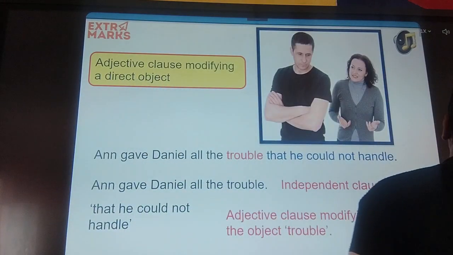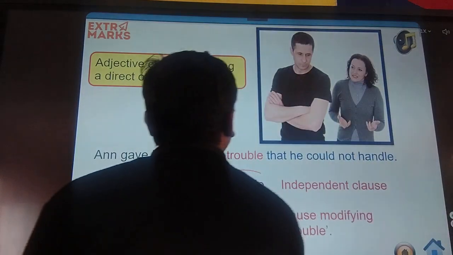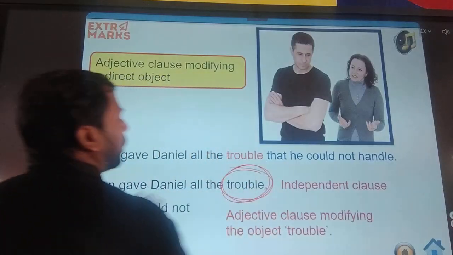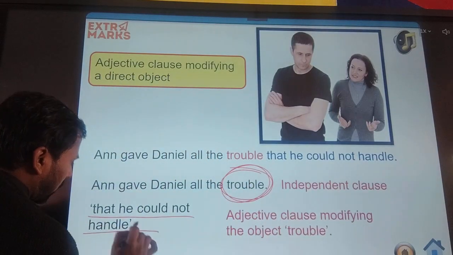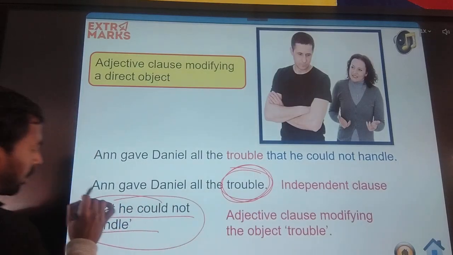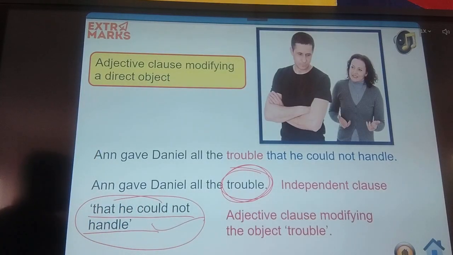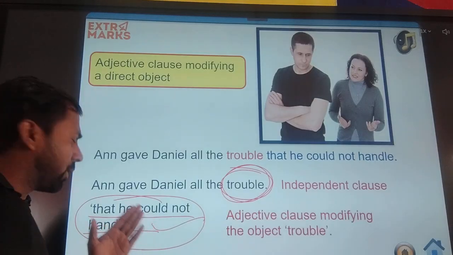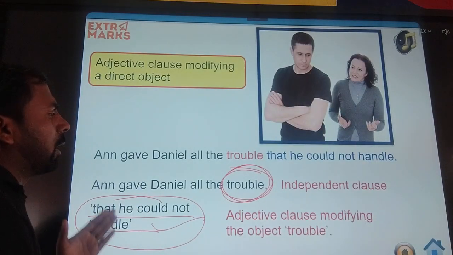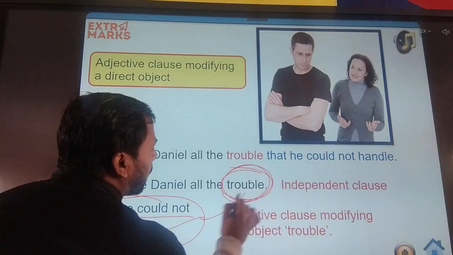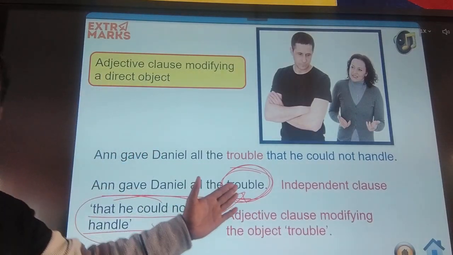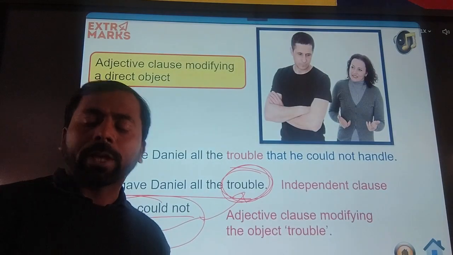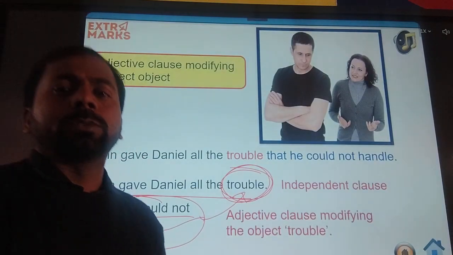This whole clause is used for modifying the object of the main sentence, the independent clause. Okay, it's enough.